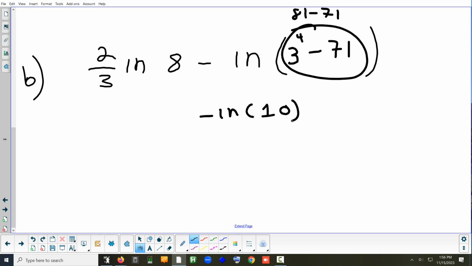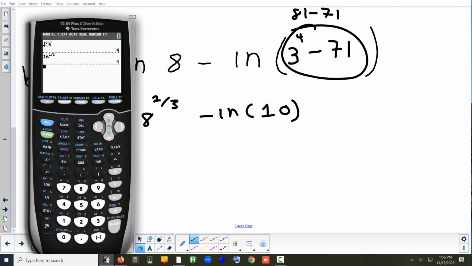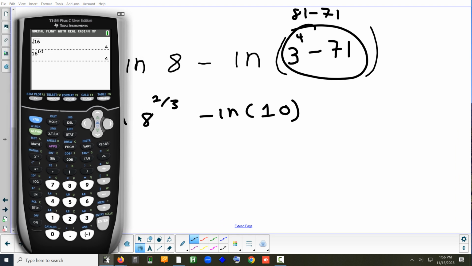So that simplifies that. What do I have to do with the 2/3 ln 8? Bring it back. Bring it back to the 8. Bring the 2/3 back to the exponent. Yes, make the 2/3 an exponent on the 8. Now you can type in 8 to the 2/3 on your calculator. It's going to be 4.